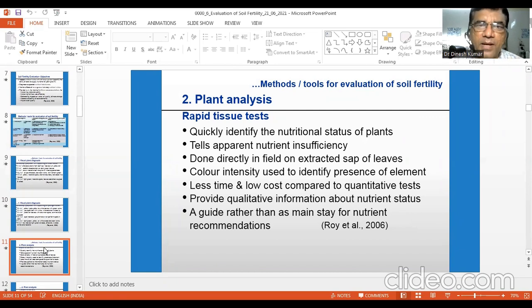Then plant chemical analysis, we analyze nutrients and see their status by rapid tissue test. I discussed about rapid tissue tests. They are very cheap, very quick, and they can be done right in the field. Only problem is that they tell you whether a plant is deficient or sufficient in a particular nutrient, but it does not tell us the exact concentration of the nutrient.